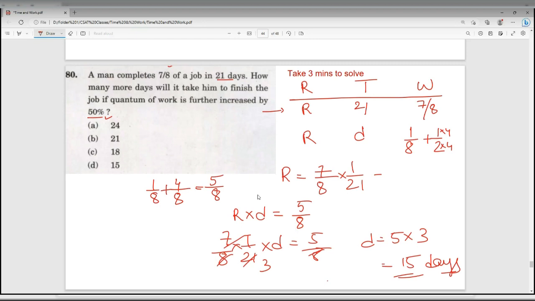I'm sorry, I made a mistake here. Instead of taking the remaining work, I had taken 7 by 8 here. So I hope there is no confusion there. And thanks for helping me out. If you still have any doubts in this question, please ask. Or else we'll move to the next question. Okay, we'll move to the next question.